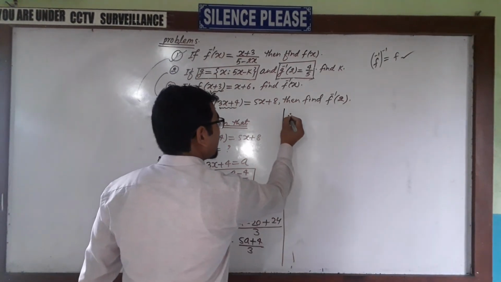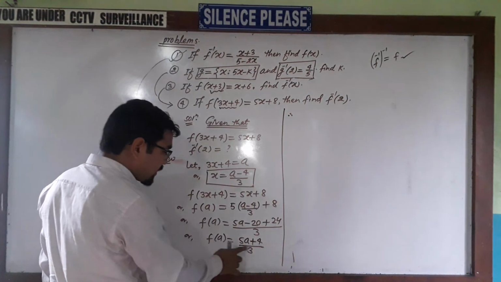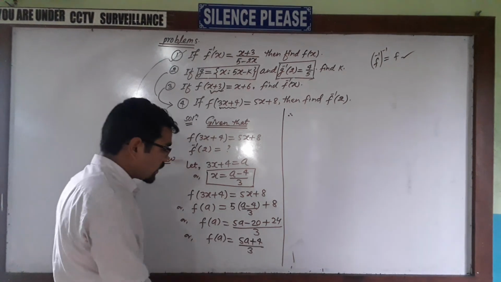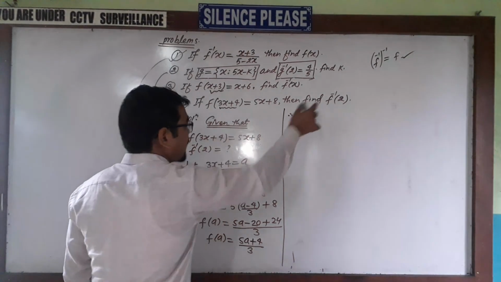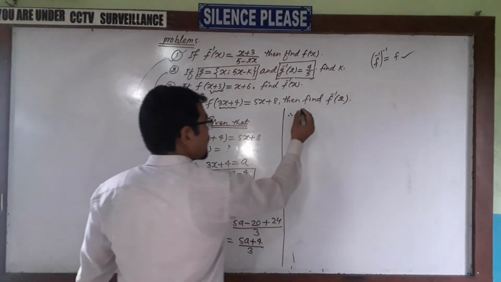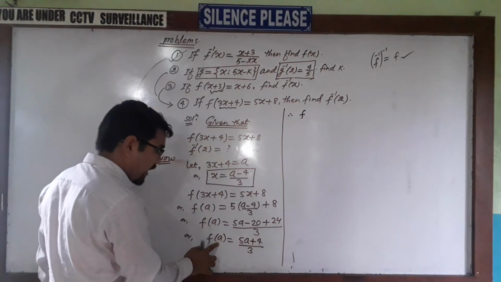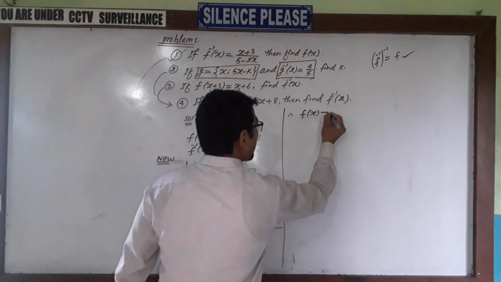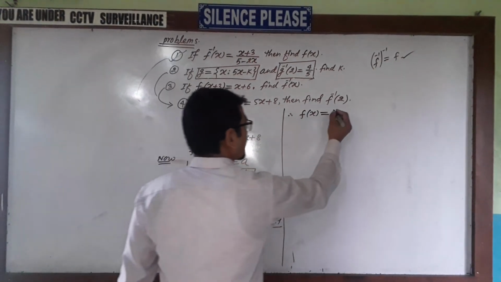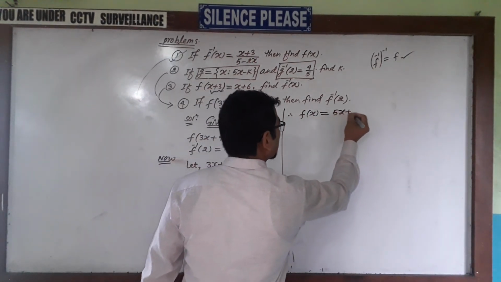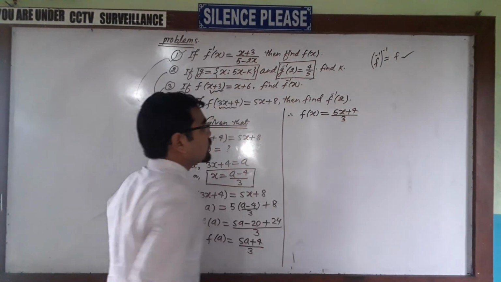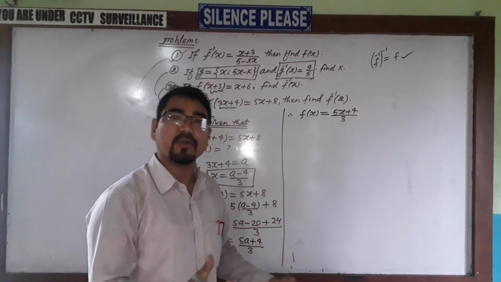Therefore, this function is in terms of a, and we have to write it in the form of x. So f of a, where the input value is a, in place of a we put x. The input value should be made x. So f of x is equal to (5x plus 4) divided by 3. So this function f of x is found now.